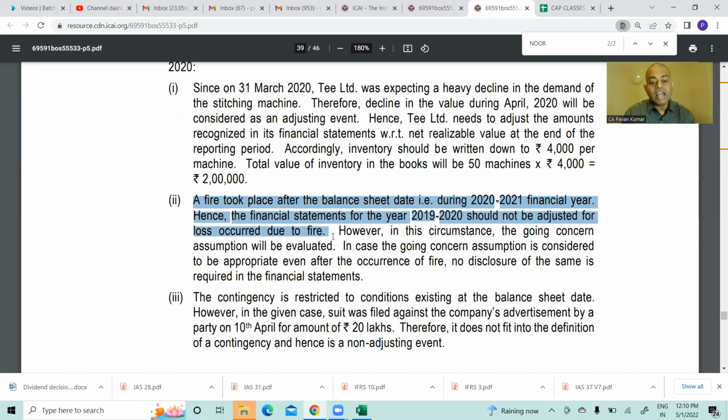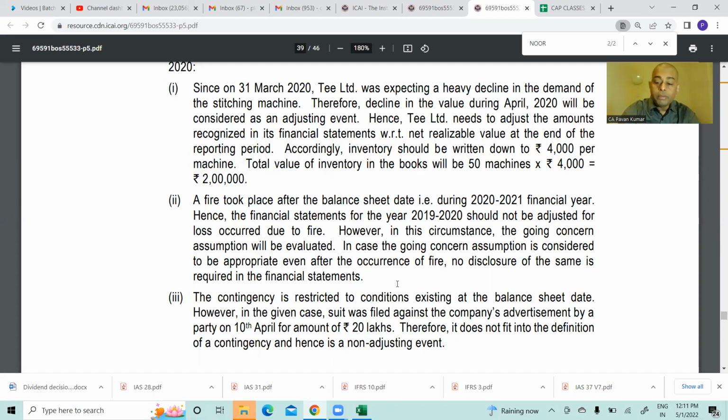Okay, now what they are saying is, however, in this circumstance, the going concern assumption will be evaluated. In case the going concern assumption is considered to be appropriate, even after the fire accident, no disclosure of the same is required in financial statements. So there are three aspects in this. One, it is a non-adjusting event. Two, going concern assumption is not violated. Three, based on the materiality, you decide whether it should be disclosed in the financial statements or no. That's all. You understand?